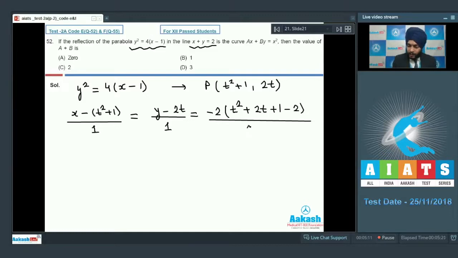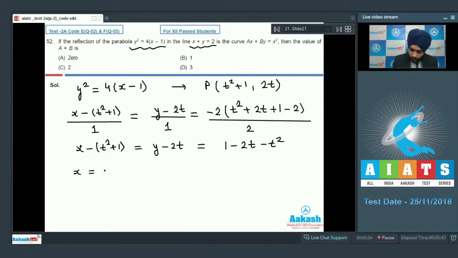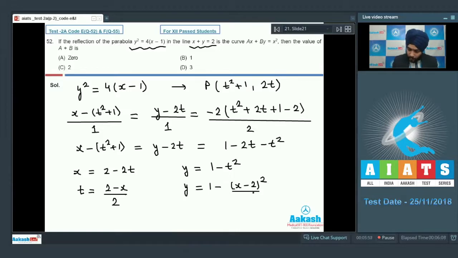So 1 square plus 1, that is 2. So this gives me x minus t square plus 1 is equal to y minus 2t is equals to 1 minus 2t minus t square. So from here I can see that x is equal to 2 minus 2t and y is equal to 1 minus t square. So what is t? T is 2 minus x upon 2, and this will be y is equal to 1 minus x minus 2 or 2 minus x whole square upon 4.